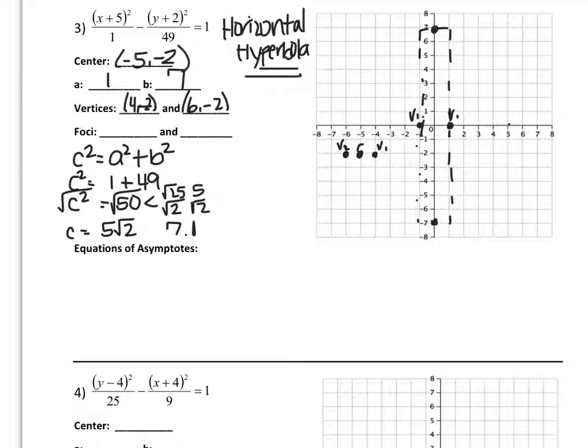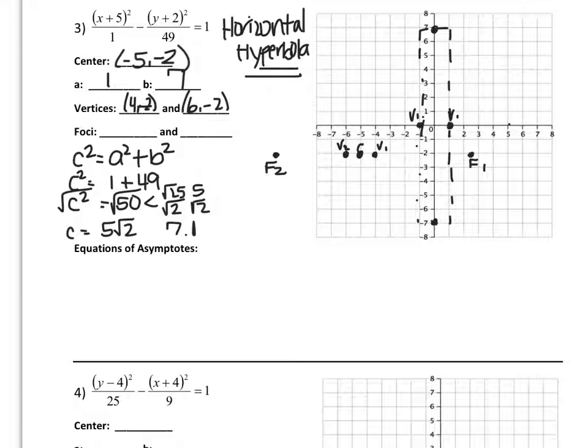So from the center, we're going to go right 7.1 and left 7.1. So if we just count, we'll start on this side. 1, 2, 3, 4, 5, 6, 7. 0.1 will be about here. 7.2, it'll be off the graph, so we'll say it's about here.